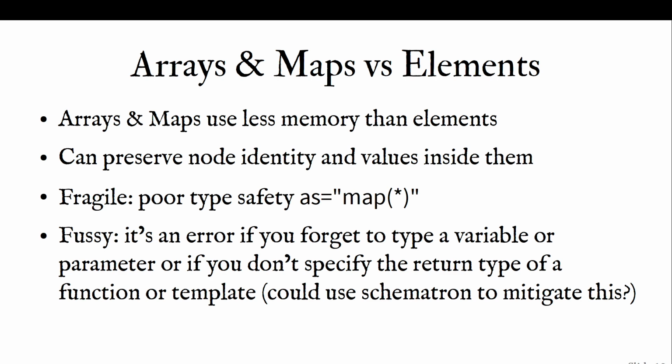And arrays and maps are a little fussy. If you've got a function or a template and you forget to specify the return type, then you're likely to get an error sometime later. Possibly you could use schematron to mitigate this by checking for XSL sequence being used in a template, for example, if it doesn't have an as equals, being able to generate a warning. I'm not sure.